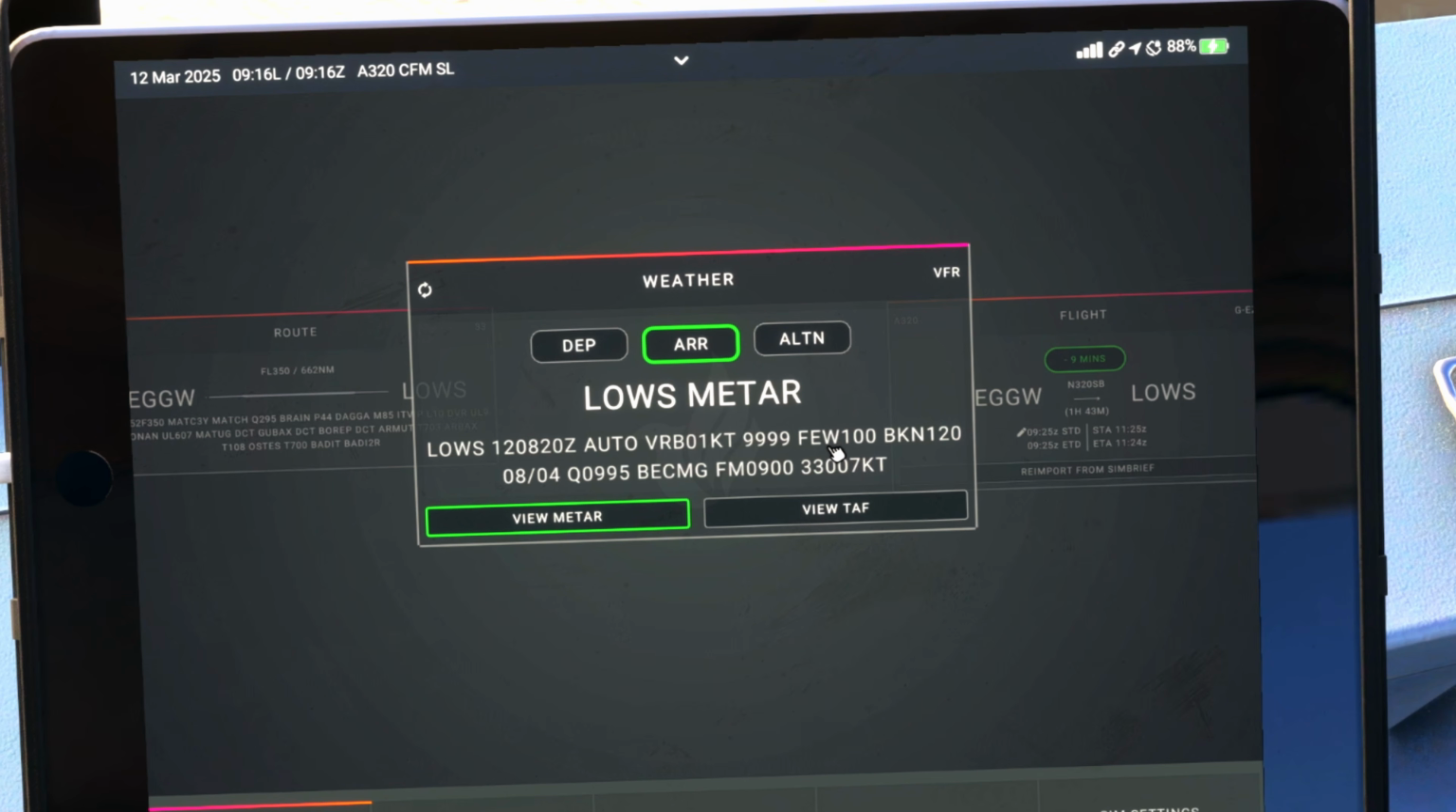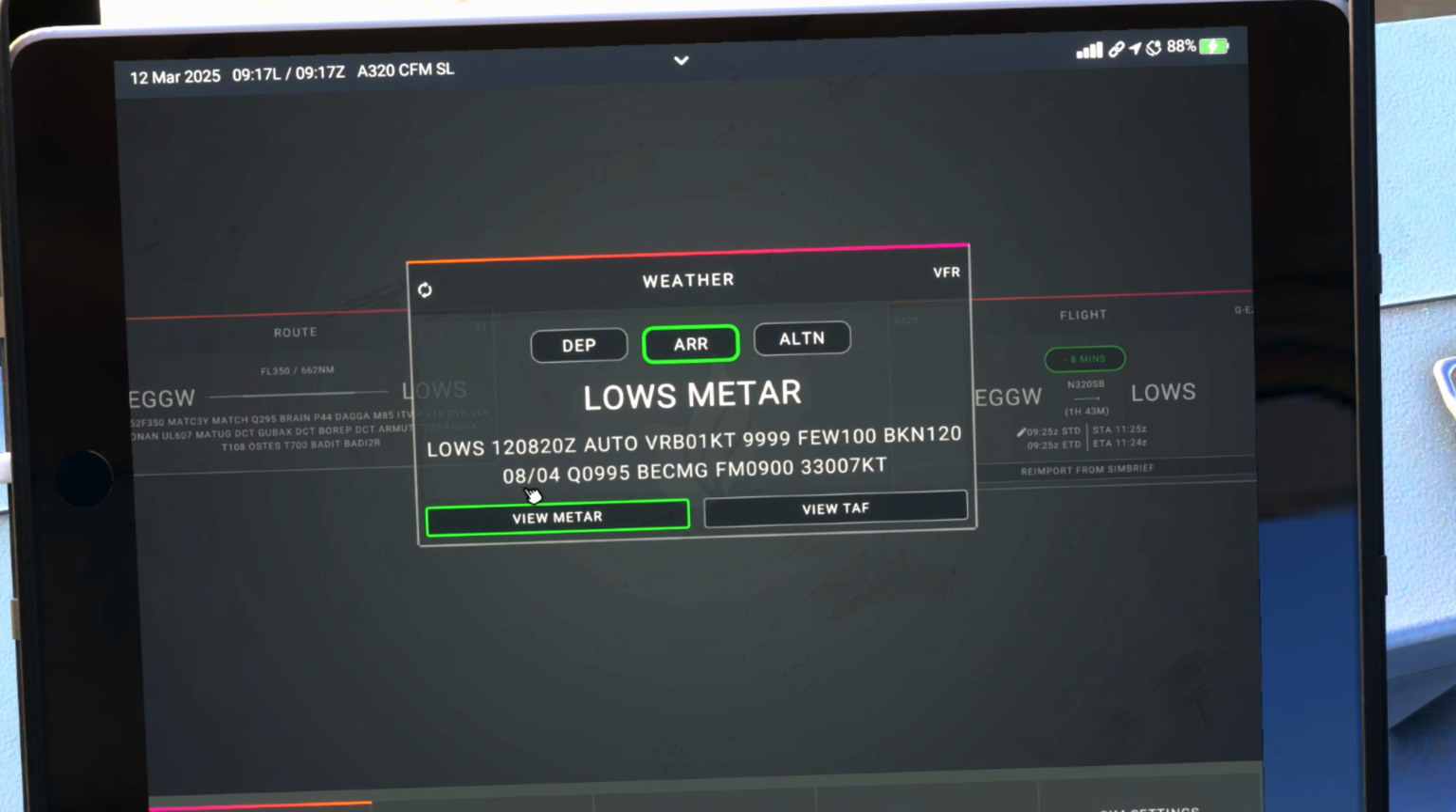We've got few clouds at 100, so that indicates that cloud cover is between 1 and 2 oktas at 10,000 feet above ground level. And on this METAR we have an additional cloud cover field, which is quite common, and this one indicates clouds are broken at 120, so 12,000 feet above ground level. So broken means 5 to 7 oktas of cloud coverage, which is more than scattered clouds but not completely overcast.